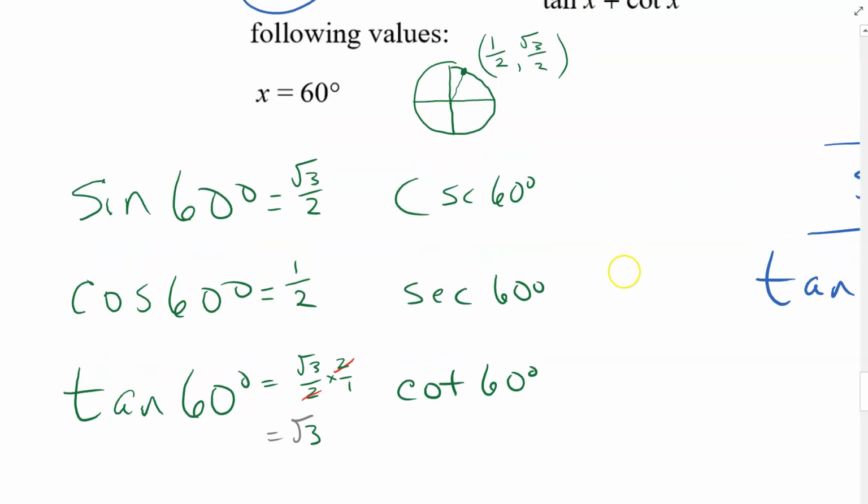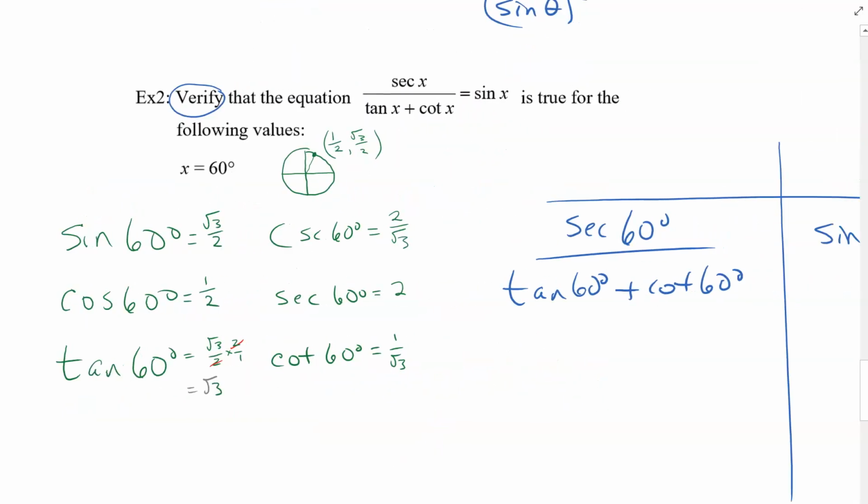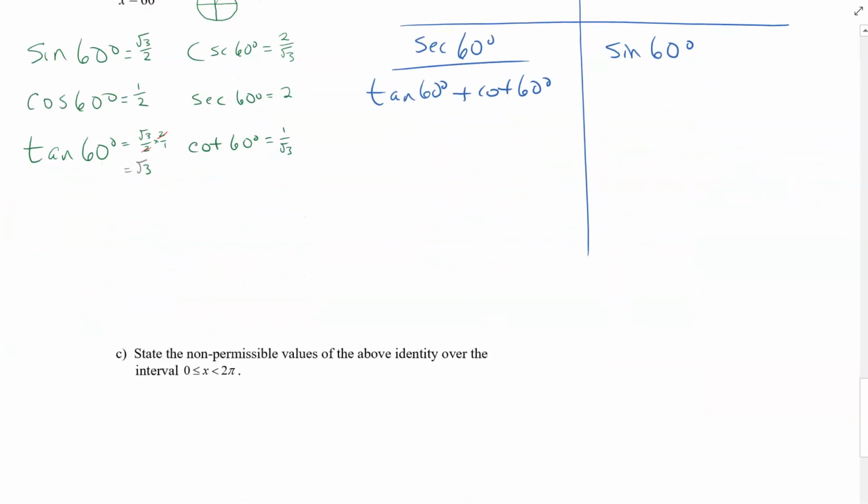Okay, so now cosecant is the reciprocal of that. So instead of root 3 over 2, it's 2 over root 3. The secant, instead of a half, is going to be the reciprocal of a half, which is 2. And cotan is the reciprocal of root 3, so that's 1 over root 3. Whew, now I've done all that work. So now it makes things a little bit easier over here.